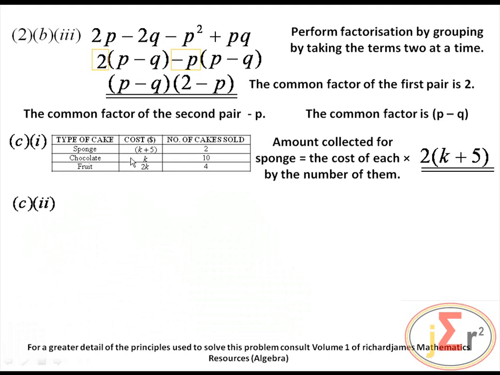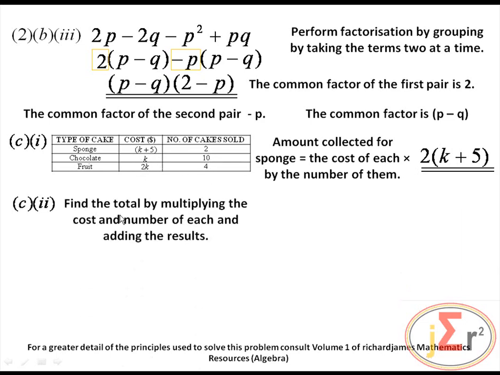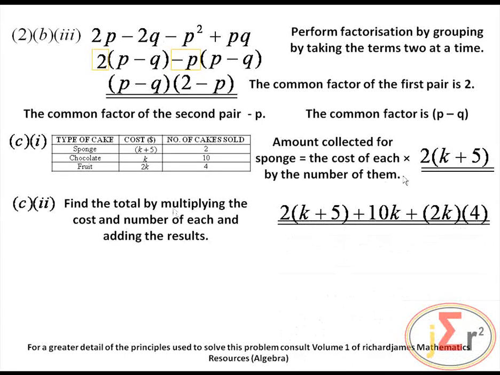That we need to multiply, as we have it in the first case, the cost of the cake by the number of each, the cost by the number of each, the cost by the number of each. So let's do that. So we will find the total by multiplying the cost and number of each, and by also adding the results at the end. So we'll do that in one statement. So we have 2 times k plus 5, we have 10 times k, and we have 4 times 2k, and we will add all of those together.